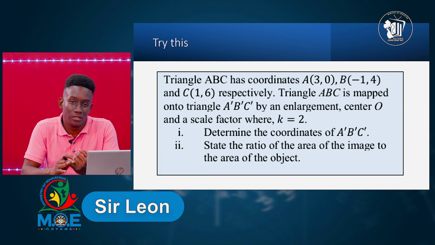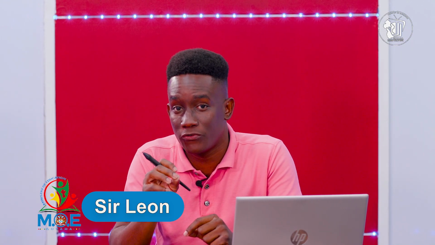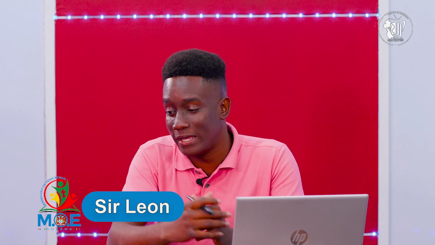So to recap, when dealing with an enlargement, there are some key things we must have in place. 1, the scale factor, and 2, the center of enlargement. And then to perform an enlargement, we just locate the center of enlargement, and then we create a vector that takes us from the center of enlargement to each point. And then we just multiply that vector by the scale factor, and that would give us the image of that point, and repeat that throughout the entire shape.